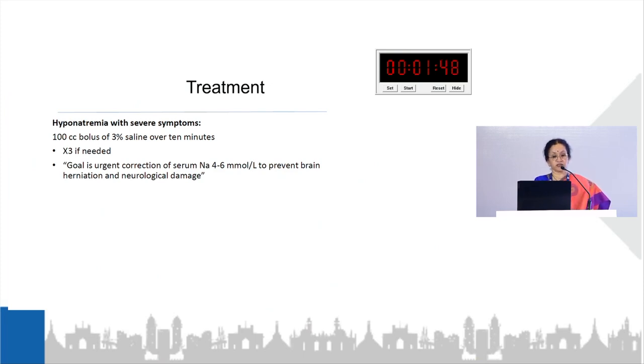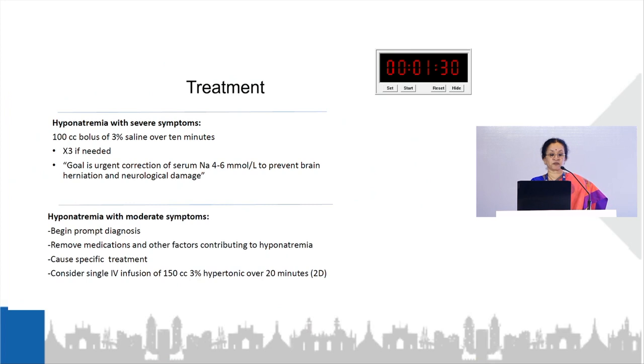So you give 100 cc bolus of 3% saline over 10 minutes, then look at the sodium. If there is a rise, that's fine. Otherwise, it can be repeated up to 3 times. And the goal is urgent correction of the serum sodium by 4 to 6 millimoles per liter to prevent brain herniation and neurological damage. Now, moderate symptoms begin with a prompt diagnosis. Remove offending medications and other factors contributing to hyponatremia. Look at the cause and treat accordingly. Consider a single IV infusion of 150 cc of 3% hypertonic saline over 20 minutes.